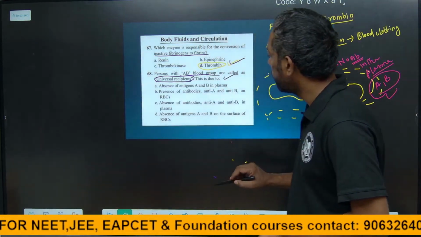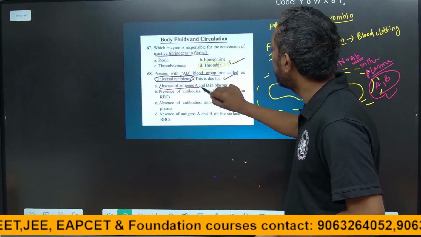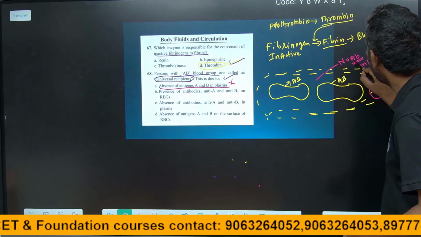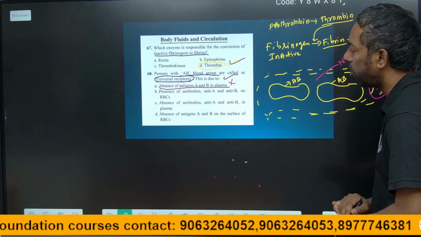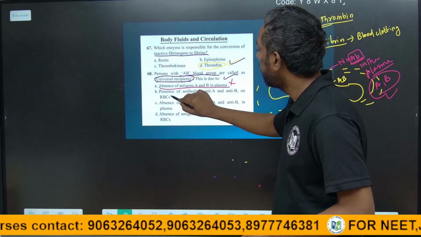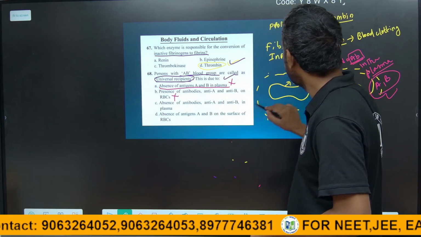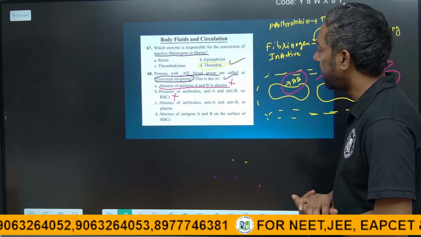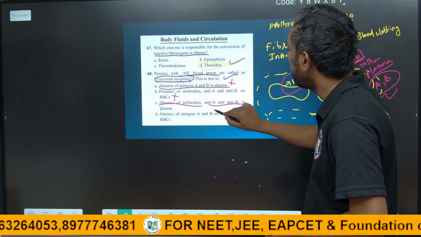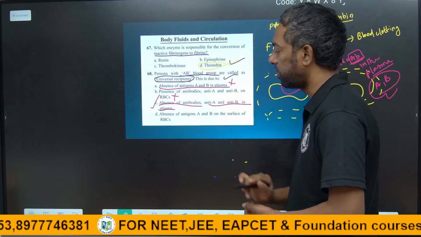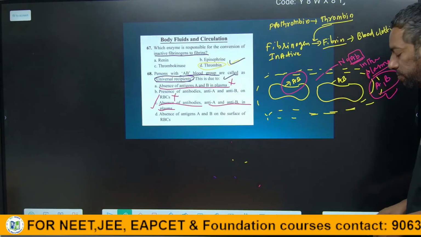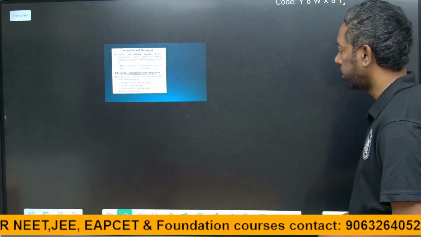Just look into this. Absence of antigen in the plasma, no. There is absence of antibodies. The presence of antibodies anti-A, anti-B in the RBCs, no. Presence of antigens, not antibodies. The absence of antibodies anti-A and anti-B in the plasma, this is the right answer. Okay, the third one is the right answer. Next.